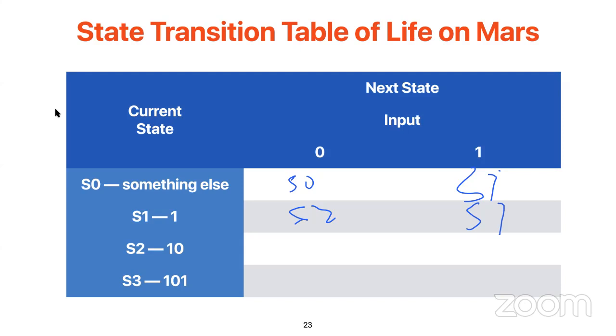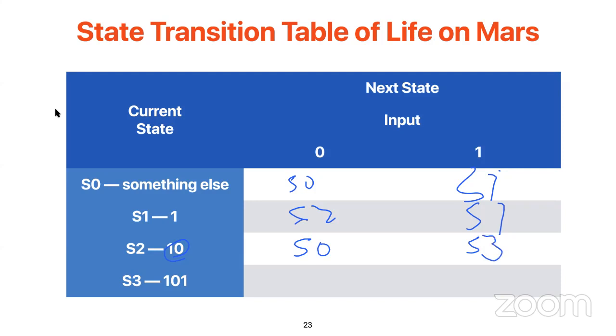How about right now we are at S2? You need to get a 1 to move to S3. If you get a 0, what happens? Oh, my bad, if you get a 0 at S2, then you go back to S0. And if you get a 1, you go to S3.